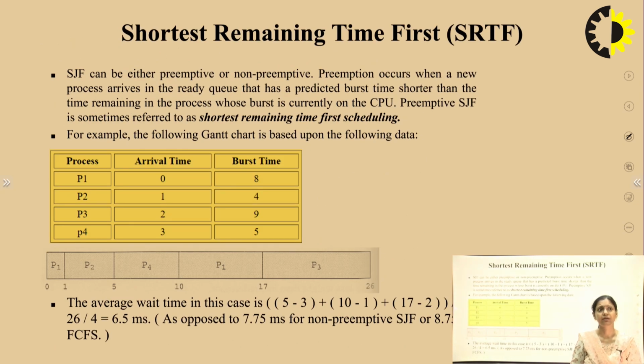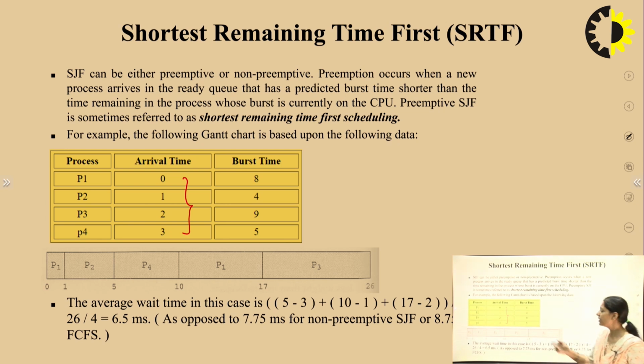The next algorithm that we have is the shortest remaining time first algorithm. Now, what does it do? It identifies how much time is remaining for the execution to be done. So, for example, here we have processes that are coming with different arrival times. Here the arrival times are different.